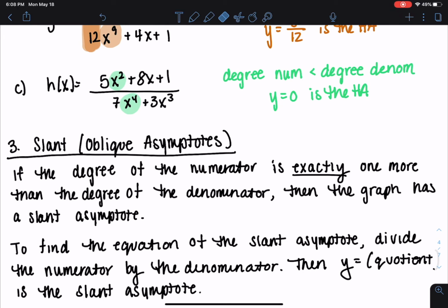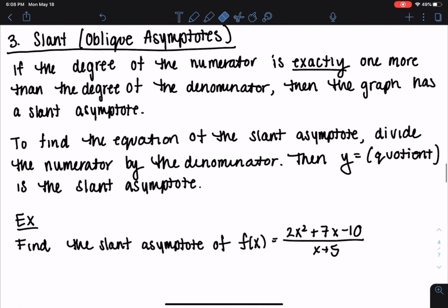To find that, you're going to actually do long division or synthetic division if that applies. So you're going to take the numerator, divide it by the denominator. Whatever you get as your quotient is going to be your slant asymptote. So you don't care about the remainder, you don't care about the divisor at that point, you just care about the quotient. So let's look at an example.